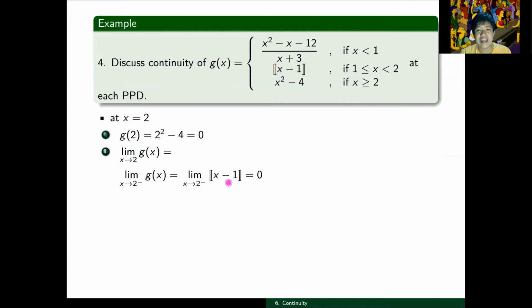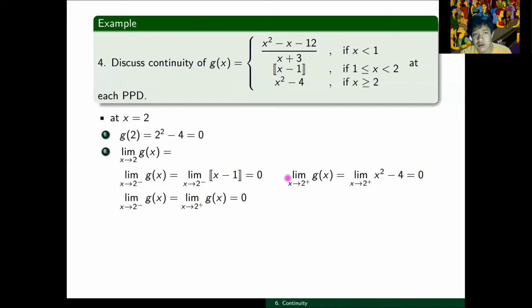Now, limit from the right of 2, I will use x squared minus 4 this time. So, pag kinuha ko yung limit na yan, I can just simply plug in. That's just a polynomial. It's 0. So, limit from the left and from the right nag-exist. Tapos, nag-equal pa. So, you compute your limit as x approaches 2 to be 0. Second condition is satisfied. Moreover, yung function value at yung limit parehong 0, nag-equal sila. Third condition is satisfied. Therefore, G is actually continuous at x equals 2.